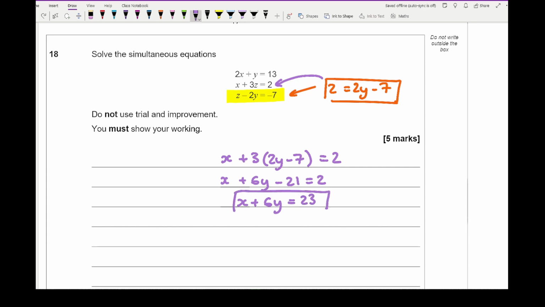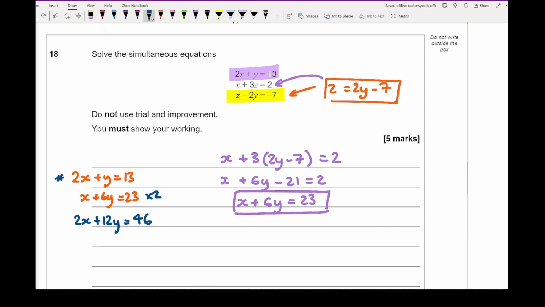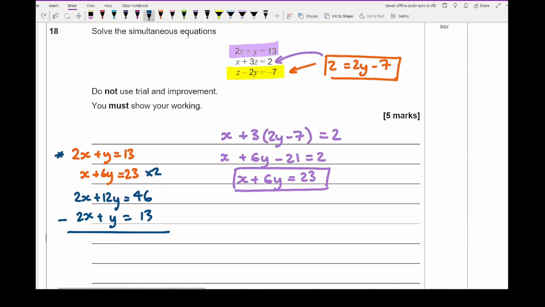Now if I take the first equation, I end up with 2x plus y equals 13, and x plus 6y equals 23. If I multiply the second equation by 2, I end up with 2x plus 12y equals 46. If I write down this equation here, I get 2x plus y equals 13. Now from this I can use simultaneous equations to work out what x and y are.